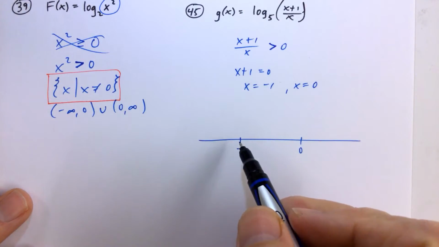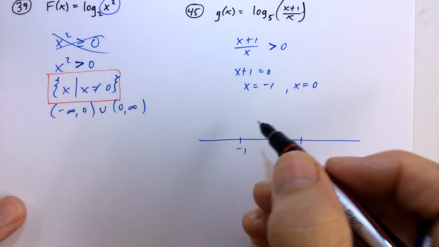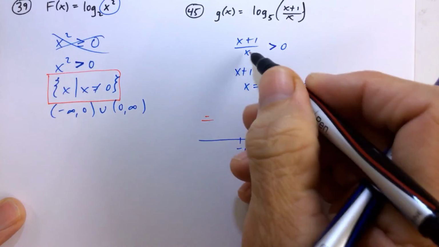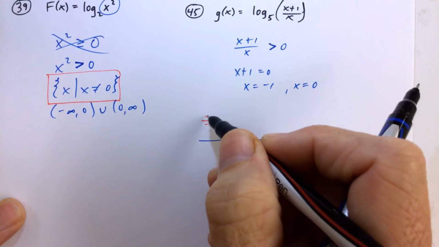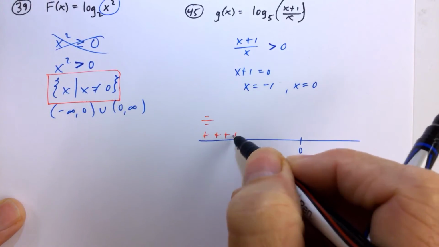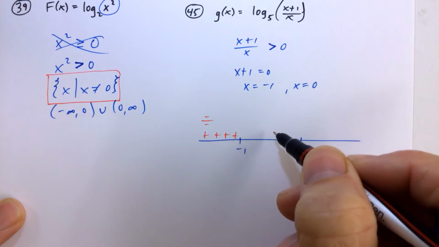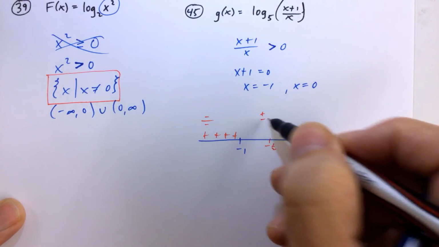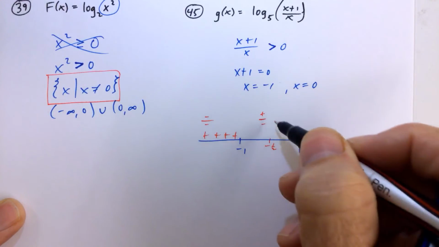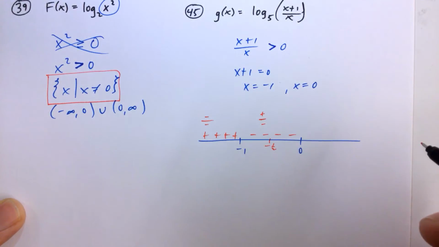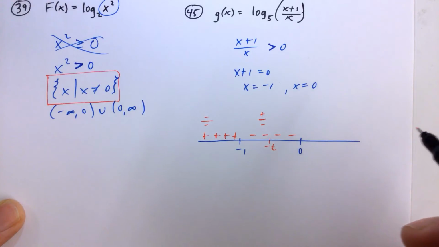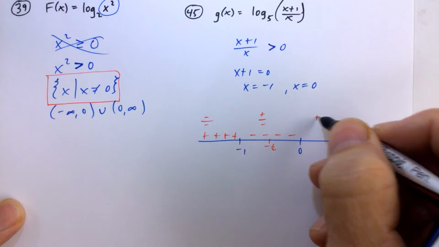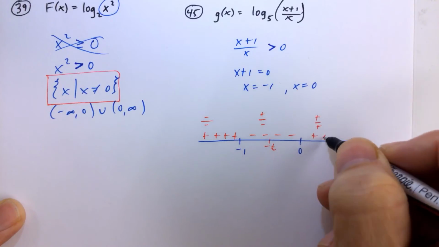So if we pick a value to the left of negative 1, let's say negative 10. Negative 10 plus 1 is negative, and negative 10 is negative. So we have a negative divided by a negative. That's a positive. In between negative 1 and 0, let's pick negative 1/2. Negative 1/2 plus 1 is positive. Negative 1/2 is negative, so we have a positive divided by a negative. Therefore, the fraction's value would be negative on that interval. And then to the right of 0, both the numerator and denominator would be positive, so the fraction would be positive.